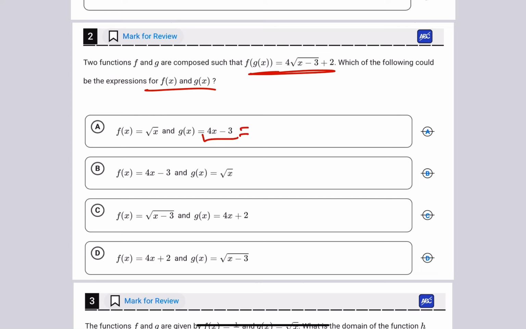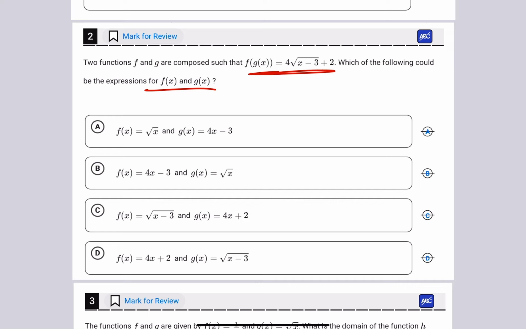Let's test the first one. We're searching for f of g of x, remember, which is f of 4x minus 3. I take 4x minus 3 and I plug it into x. I'm left with square root of 4x minus 3. Is that the correct answer? Have a good look at it. I don't believe so. Okay, now we can move on.